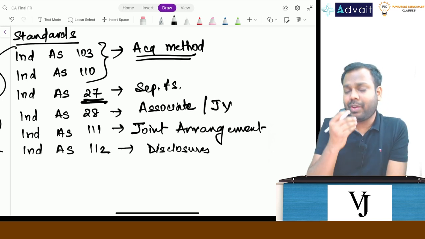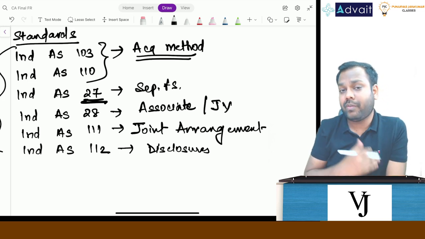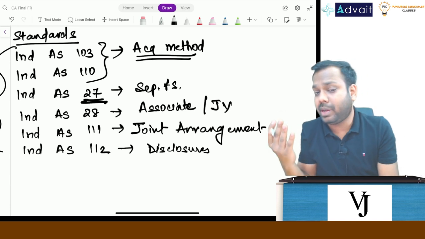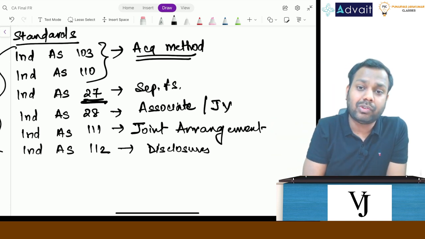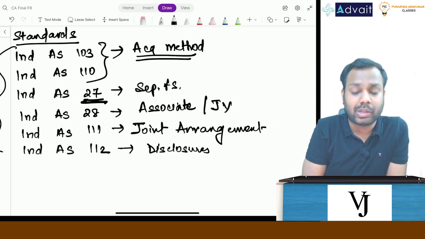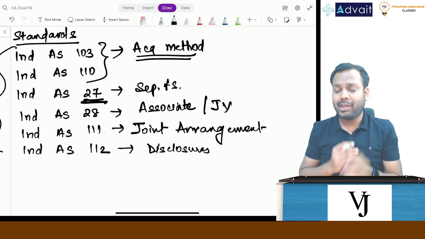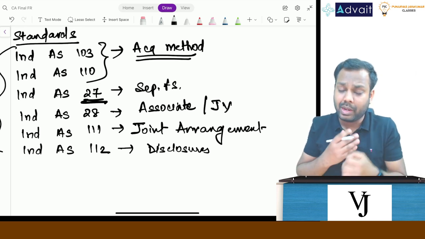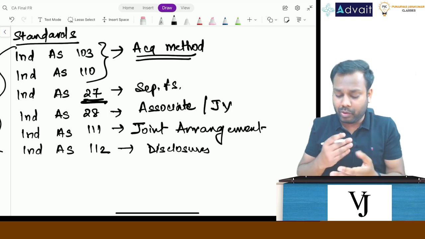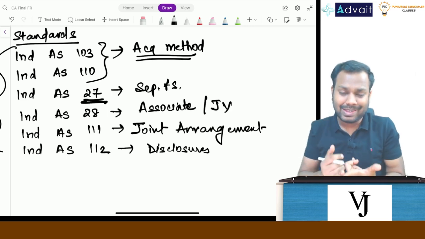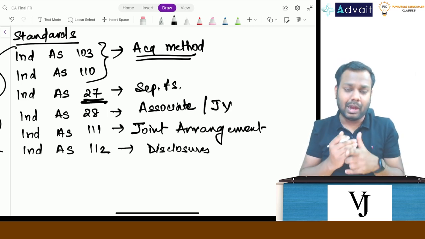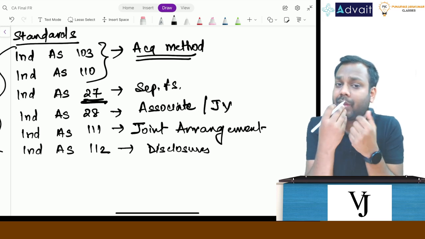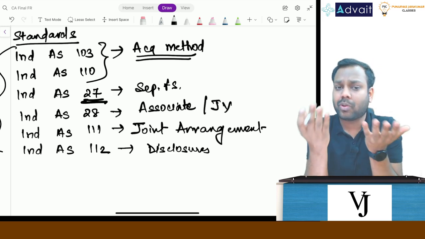You have to apply the acquisition method. Whenever you acquire control over any business, you have to apply Ind AS 103. Basically, Ind AS 103 lays down the principles that whenever you acquire any control, how to calculate goodwill, how to calculate NCI, how to calculate the fair value of the net assets, and how to prepare the consol financial statements.